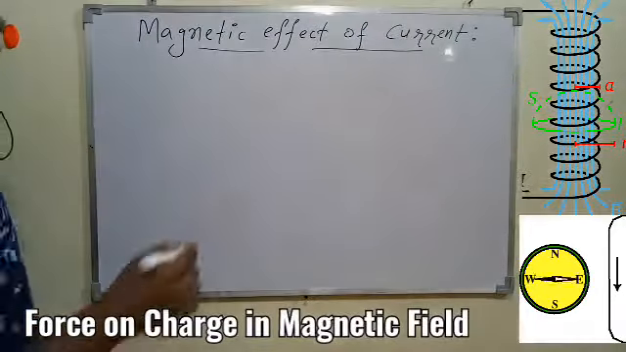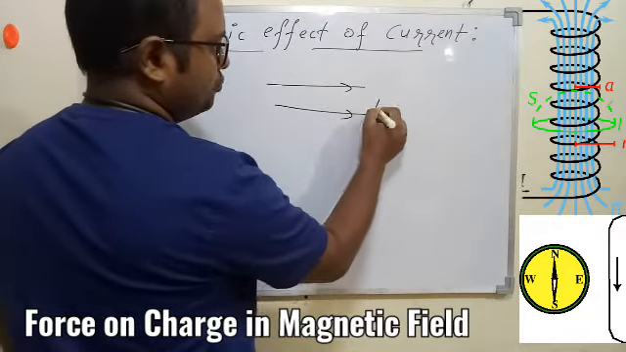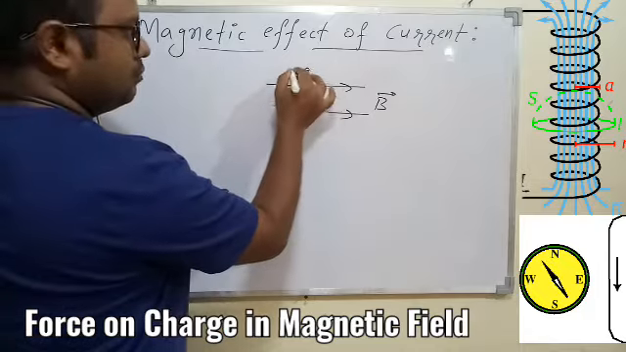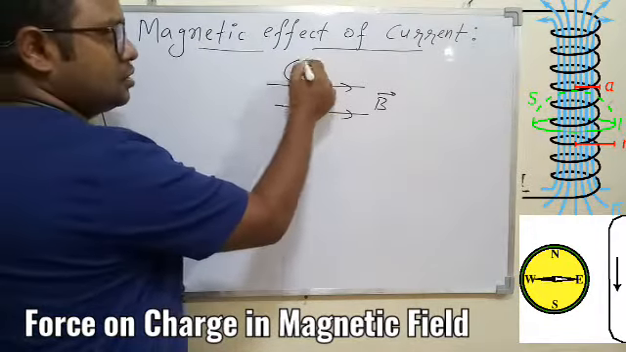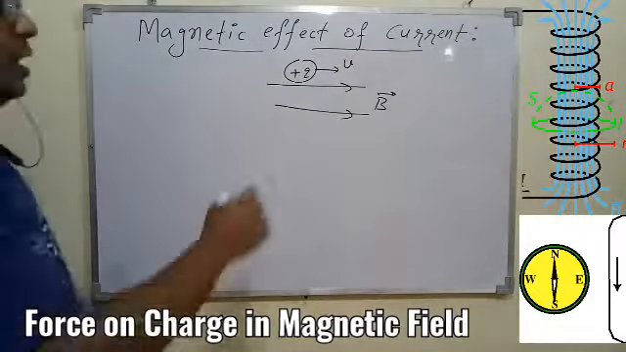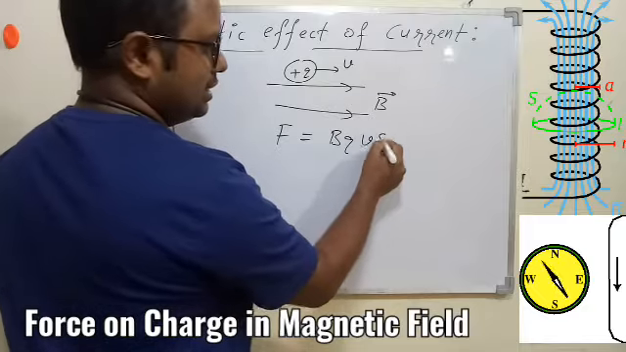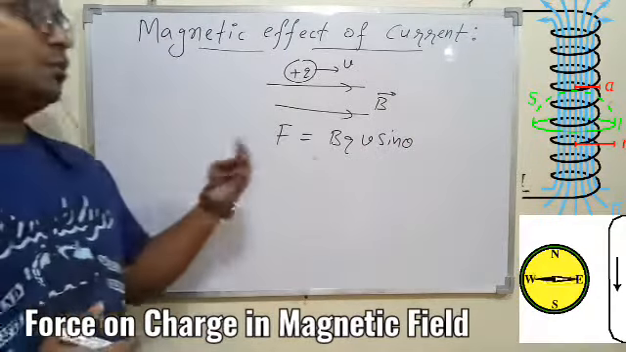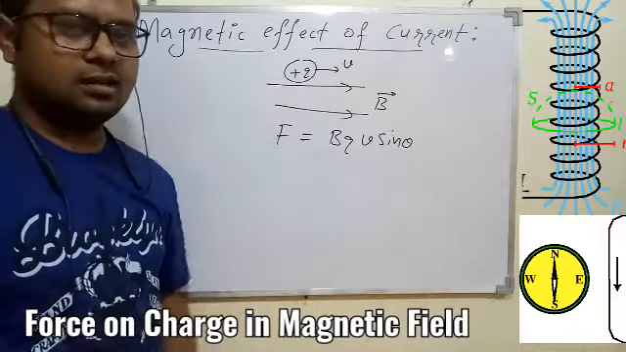In the previous class we understood that if we have a uniform magnetic field B, and a charge, let it be plus Q, is placed and is in motion, meaning it has some velocity V, then it can experience a force given by BQV sin theta. I have already explained all the terms: what is F, what is B, what is Q, what is V, and what is theta here.